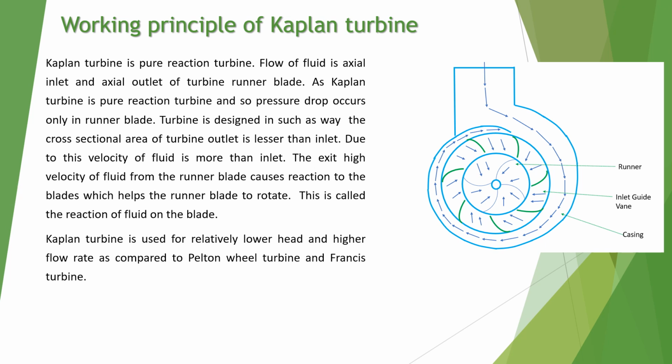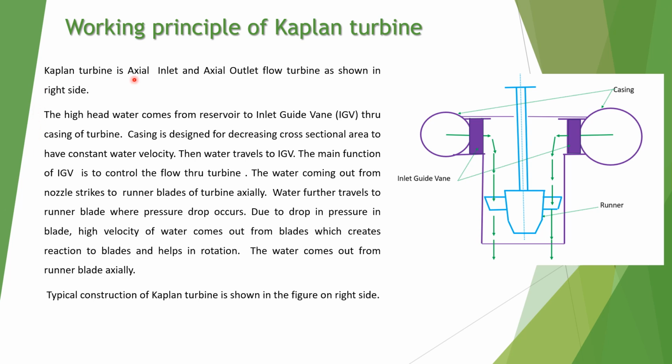The Kaplan turbine is used for relatively lower head and higher flow rate as compared to the Pelton wheel turbine and Francis turbine. Kaplan turbine is an axial inlet and axial outlet flow turbine as shown here. So you can see here the casing area is larger at inlet and this side is smaller, so the cross-section area starts decreasing, and after coming out from the IGV the flow becomes axial at inlet to the blade and axial at outlet from the blade. So these are the IGV and these are the blade, the runner blade.